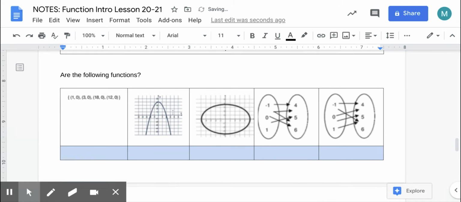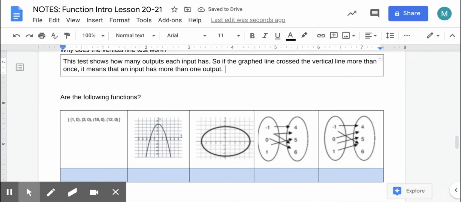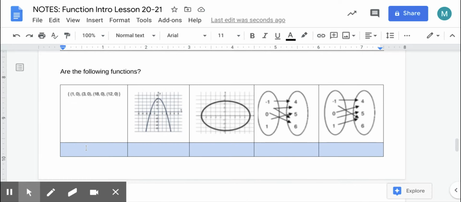Okay. So now we have to go down and decide, are the following functions? Well, I have 4 ordered pairs. In my first ordered pair, I got a 1. So when I put in a 1, I get a 0. Does the 1 show up anymore as an input? Nope. So let's check the 3. Do I have a 3 anywhere else? Nope. How about an 18 or a 12? Nope. Because each of these only has one output, this is a function.